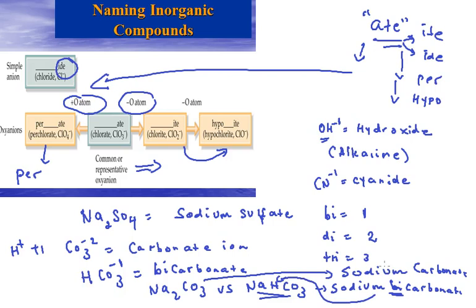Okay. If you have PO4, which is a common polyatomic ion, that's going to be phosphate. Phosphate. If you add one hydrogen here, it's going to be HPO4 with overall charge -2. It's going to be biphosphate. Biphosphate. Again, bi comes from hydrogen.